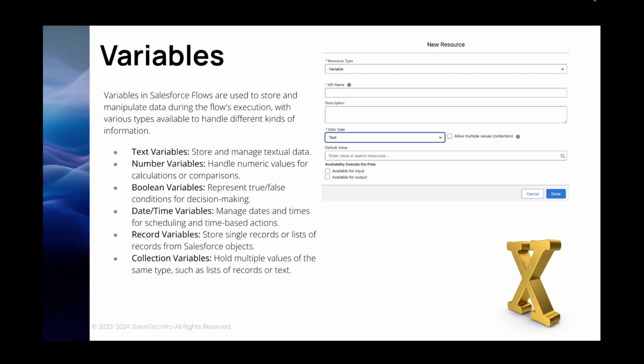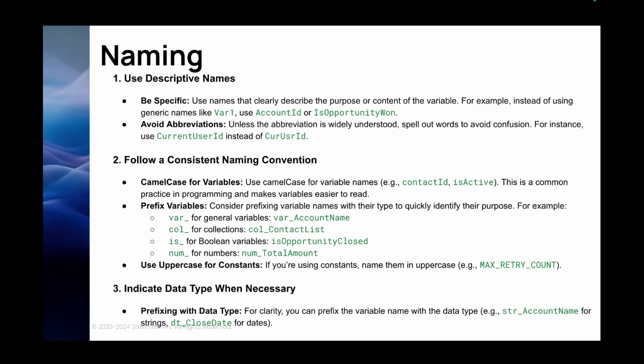If you have a number of variables for internal processing in a flow, you should by default keep all of them not available and only carefully select which ones will be available for input and which ones will be available for output. Now, the name of a variable can be very important, because you're going to be creating names for elements and many other components.